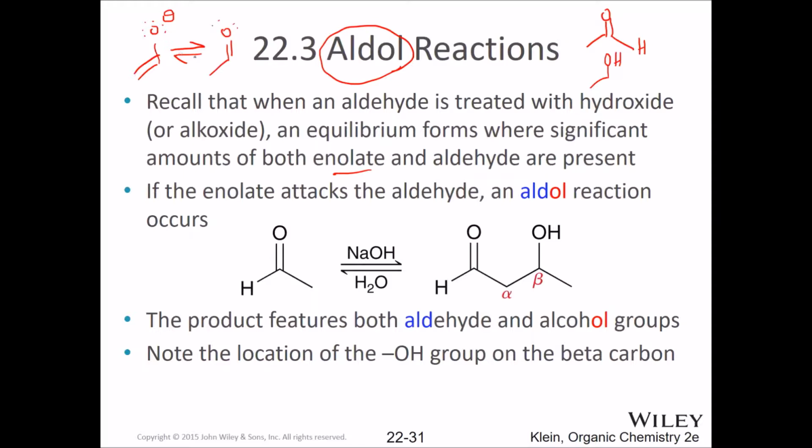Now this isn't balanced, okay? I realize that. There's a hydrogen missing. But we can say, all right, that's essentially what we're talking about. So recall that when an aldehyde is treated with hydroxide or alkoxide, in equilibrium forms significant amounts. So we've got both of them in the solution, right? Now, if the enolate attacks the alkoxide, what does that look like?